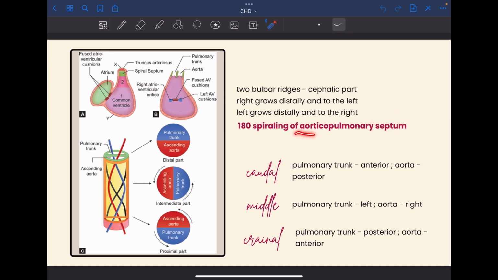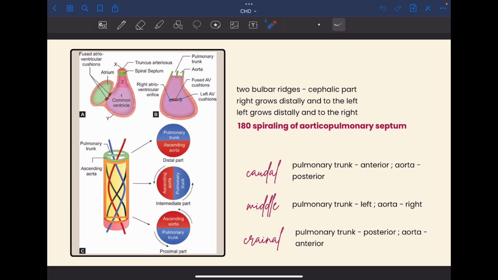This aorticopulmonary septum, so this truncus arteriosus, is what's giving us the pulmonary trunk and the ascending aorta. So the name of the septum is basically telling you what's coming out of it: aorta and pulmonary trunk. And this septum spirals 180 degrees. It's not going to be a straight line. So the spiraling is different in the caudal, middle, and cranial parts.